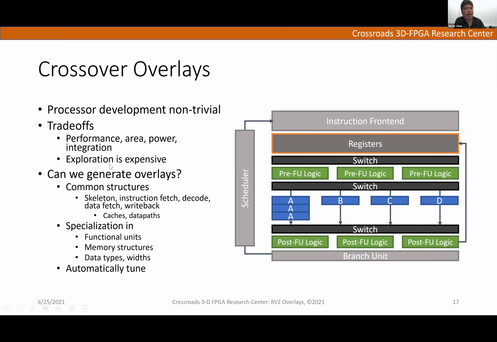Really fundamentally, there are a lot of trade-offs that occur when we're developing processors, and exploration is expensive. So can we generate overlays? Everything that I talked about in the past in terms of Magilla and Gorilla++ did not have instructions. That was just generating a specialized finite state machine for the particular application that was written. So there was no configurability there. So can we generate overlays? There are common structures, kind of a skeleton. You can think of it as a microarchitecture skeleton: instruction fetch, decode, data fetch, write back. Kind of the standard things you do in a processor.